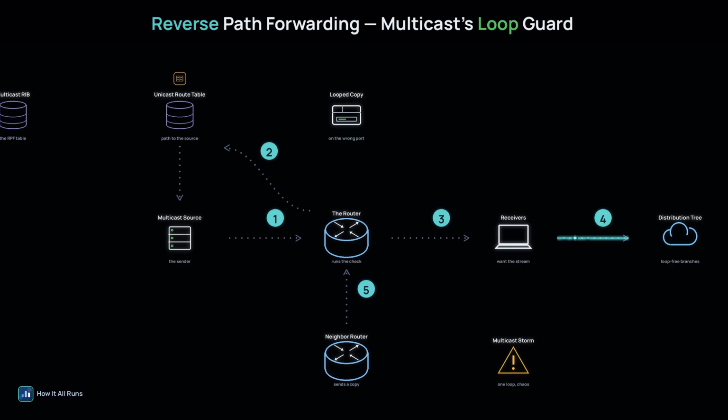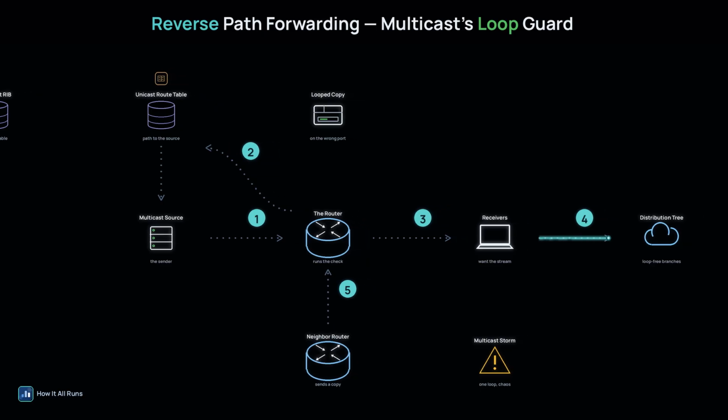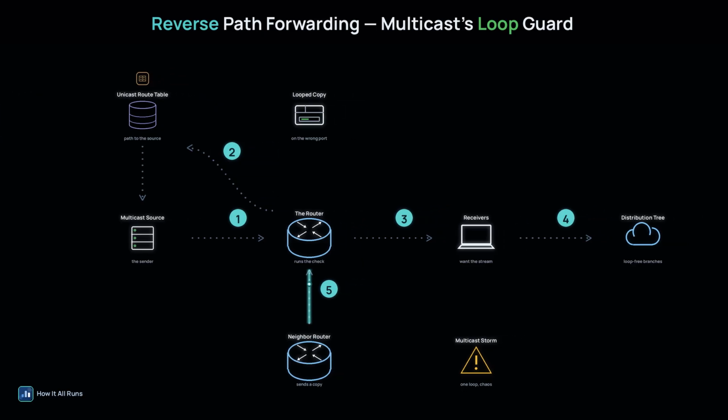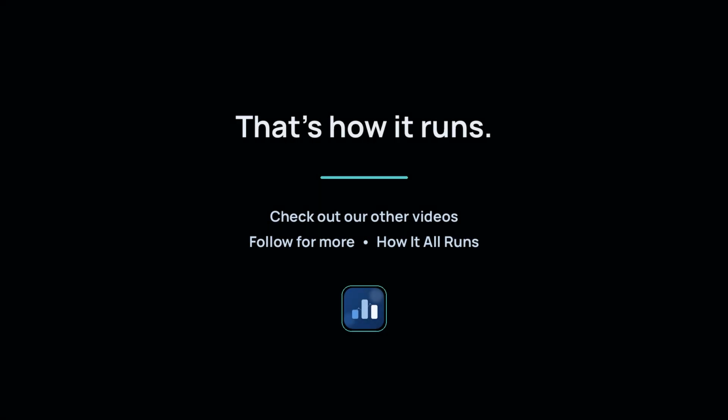Matching copies flow down the tree, mismatched copies are dropped, and loops quietly die. That's how it runs. Next time a stream reaches your screen without stuttering or storming the network, remember the small, blunt rule doing the work. Accept it only if it came the right way.